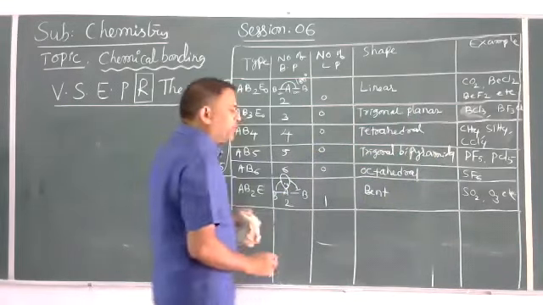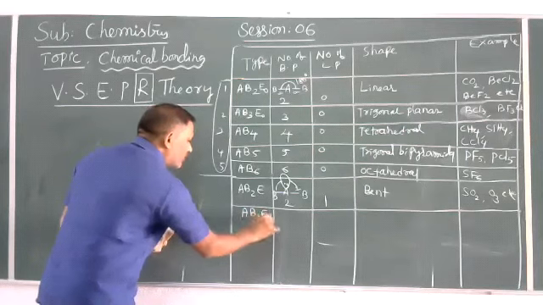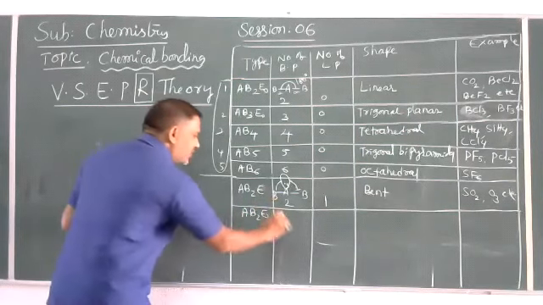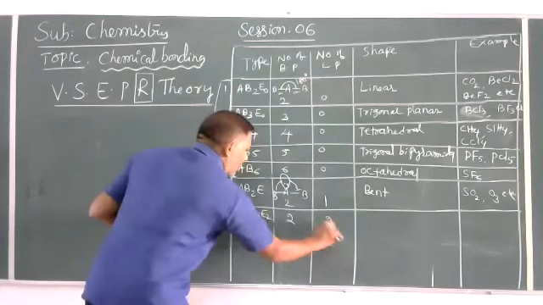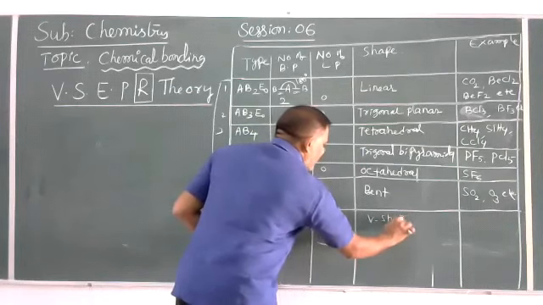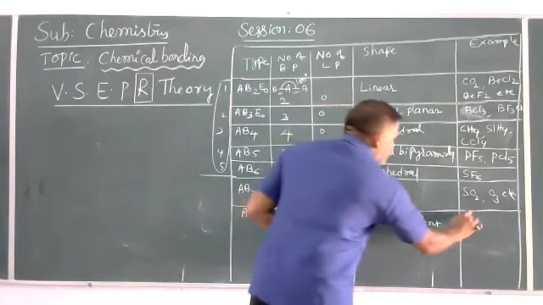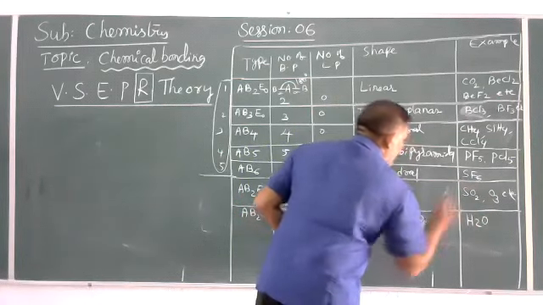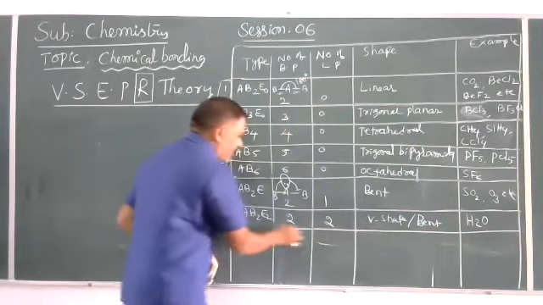Now under this lone pair concept, the AB2E2 model has 2 lone pairs. Bond pairs are 2, lone pairs are 2. Here also the shape is V shape, or we can also say a bent-like structure. The best example is the water molecule H2O, a 16th group element compound.